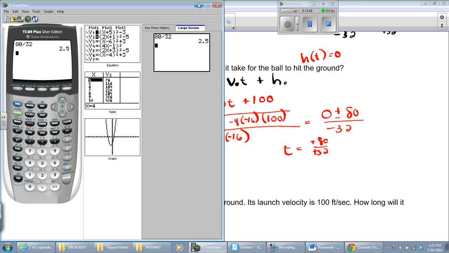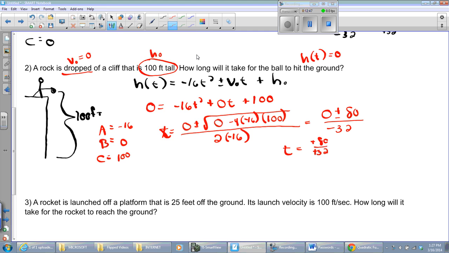It'll take 2.5 seconds for this ball to fall. That's a nice, pretty answer. Usually they end up pretty uglier than that. I must have picked some good numbers.